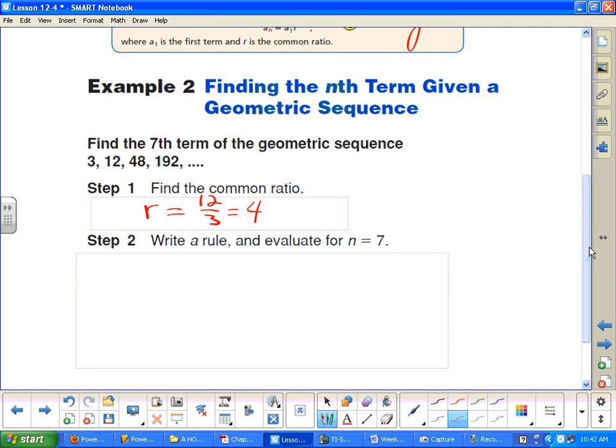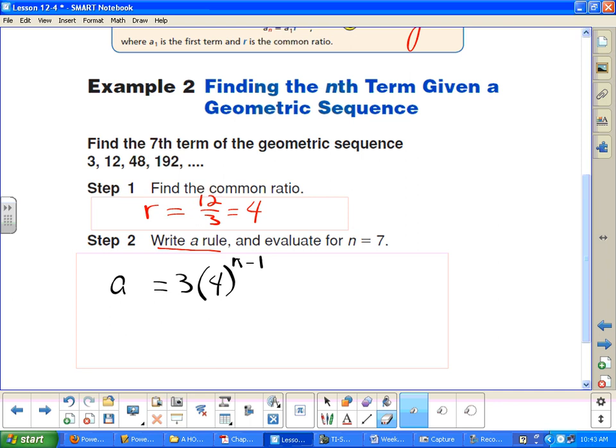So if I write the rule then, first it says write the rule. So the rule is a sub 7 equals my first term, which is 3, times 4 raised to the power of n minus 1. That would be my rule. Excuse me. This is n. There's my rule: a sub n equals 3 times 4 raised to the power of n minus 1. a sub 1 is 3, my first term. My common ratio is 4. So then to find the 7th term, I just replace n with 7.